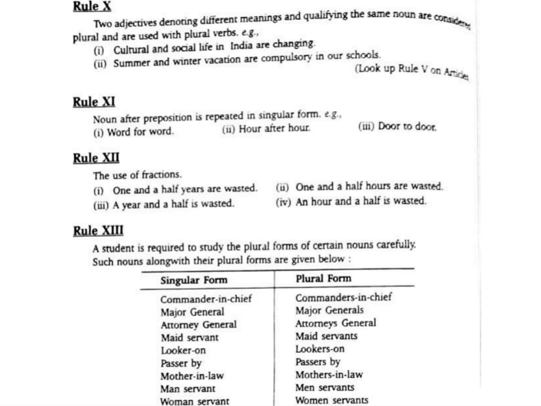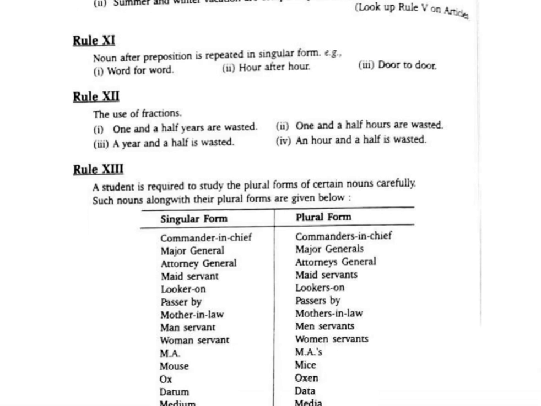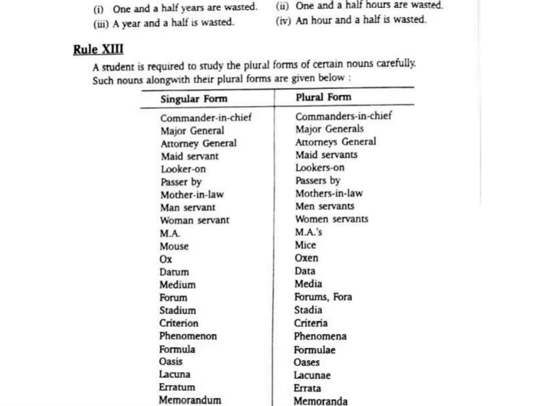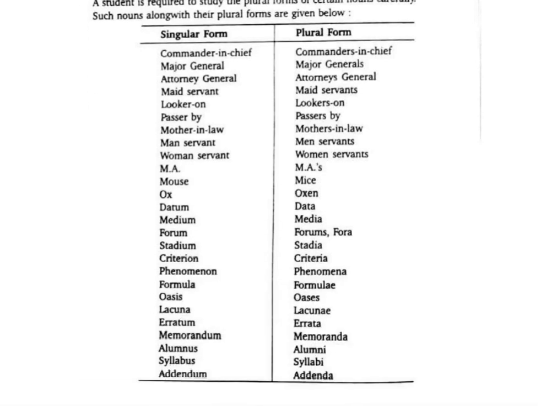So now let's go to this one, let's remember this. So many examples are given here. Just look at these examples. What is given here? Singular form and plural form. So quite often you commit mistakes here. Commander in chief. What is the plural form of commander in chief? It's commanders in chief. So s has to be added to the commander.